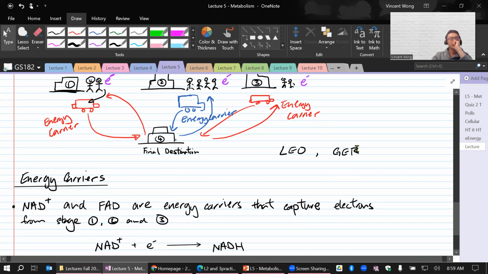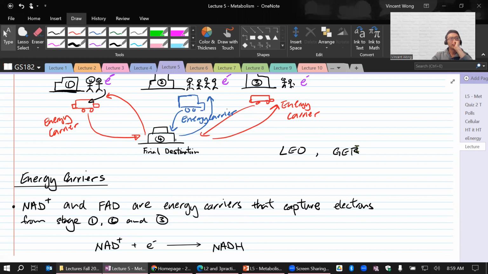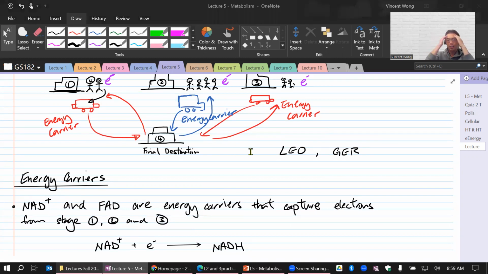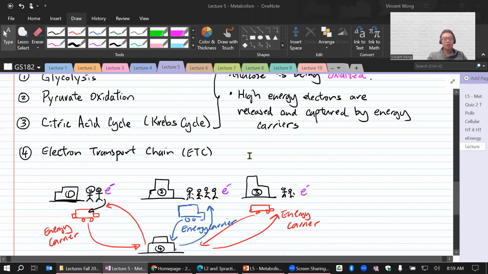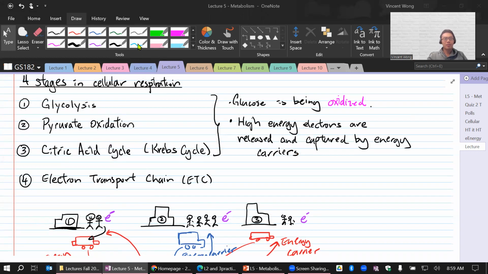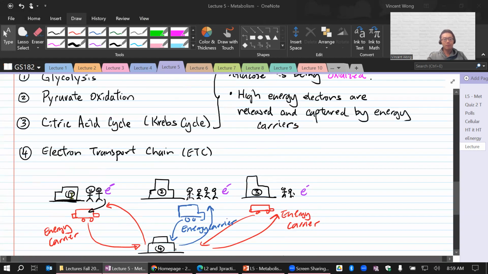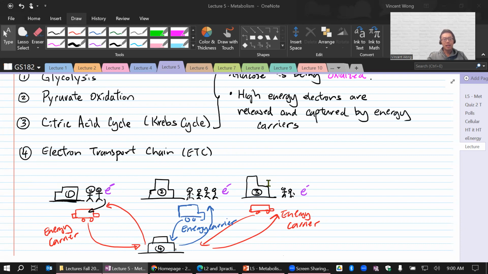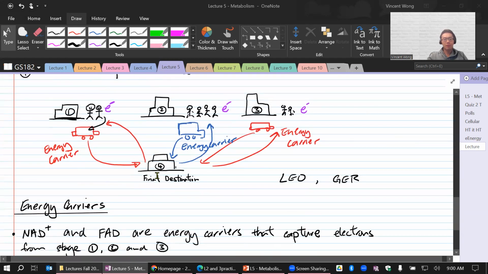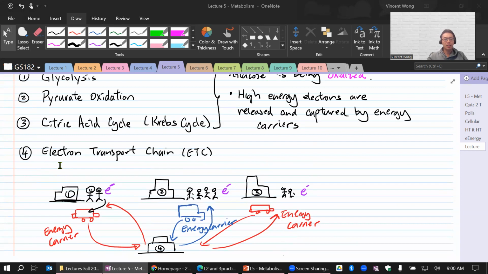Maybe to the electron transport chain. That's right, to the electron transport chain, guys. Okay, so let me just reiterate. Right, 1, 2, 3. That's what these 1, 2, 3s are for. That's where the electrons come from. And then where do we take them? We take them to number 4, that final destination, the electron transport chain.